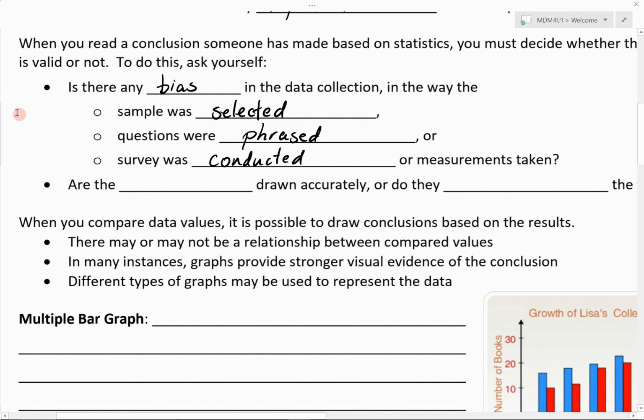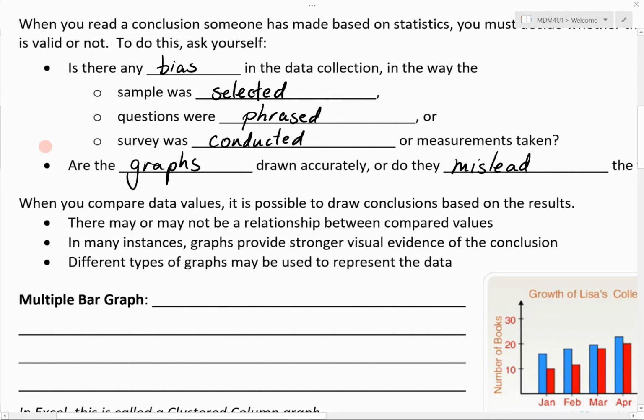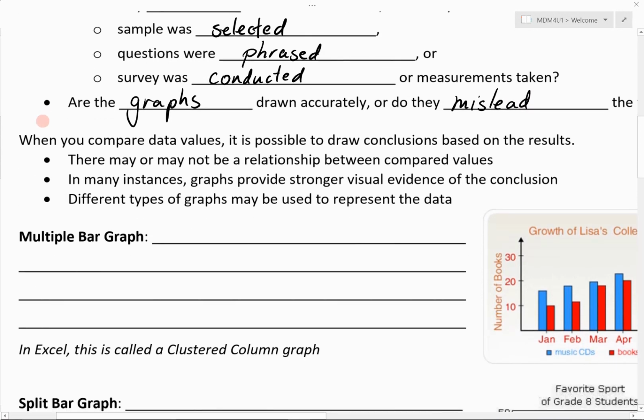Part of the validity of the data, or the way it's shown, is the graphs. Are the graphs drawn accurately, or do they mislead the viewer? There are different ways you can introduce bias in the way you show your graphs to the person who's reading or viewing them. When you compare data values, it is possible to draw conclusions based on the results. There may or may not be a relationship between compared values. In many instances, graphs provide stronger visual evidence of the conclusion.